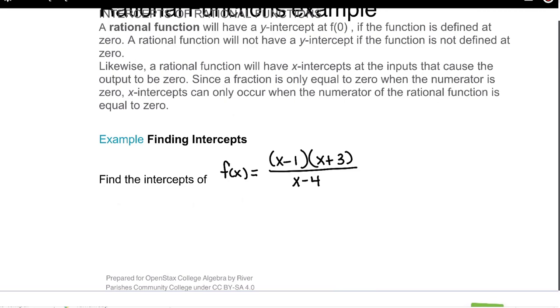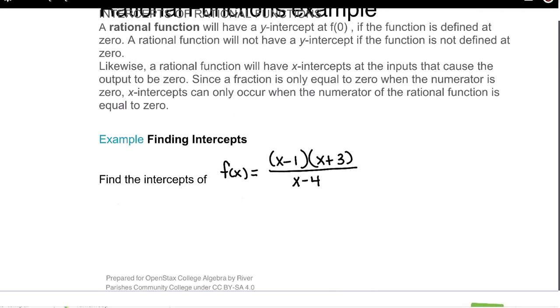for the x's. But because these are fractions, we can note that a fraction is only equal to 0 when the numerator is 0, because in order to get 0, you need 0 over a number. So when the numerator is 0, that's where the x-intercepts are going to be. So to find the y-intercept, set all of the x's equal to 0 and solve. To find the x-intercept, set the numerator equal to 0 and solve.